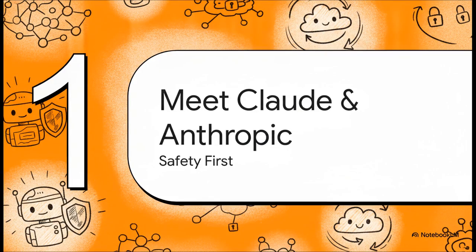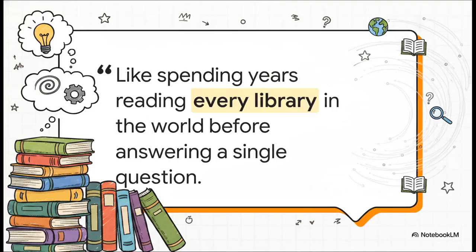Part 1. Meet Claude and Anthropic. At its core, Claude is a transformer-based neural network, packed with literally hundreds of billions of parameters. Before it ever even sees a prompt from you, it has to learn language, reasoning, and facts. It does this through pre-training on hundreds of billions of tokens. We're talking books, articles, code, scientific papers, websites, the whole shebang. It's literally like spending years reading every single library in the world before someone asks you your very first question.